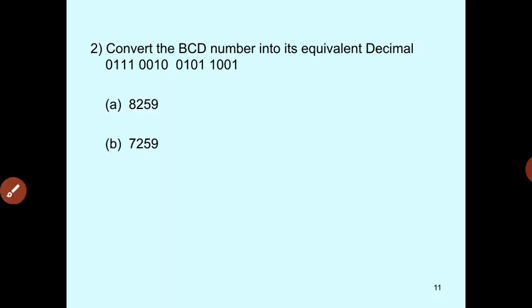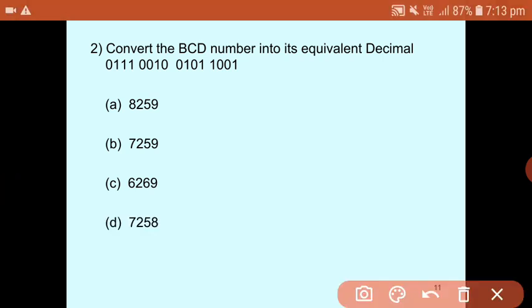We'll see the options: 8259, 7259, 6269, 7258. So option B is correct. Option B, 7259, is the correct answer for the given question.